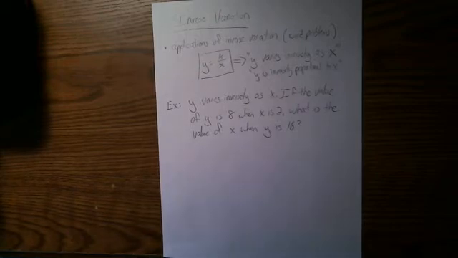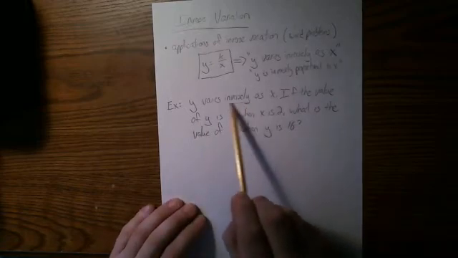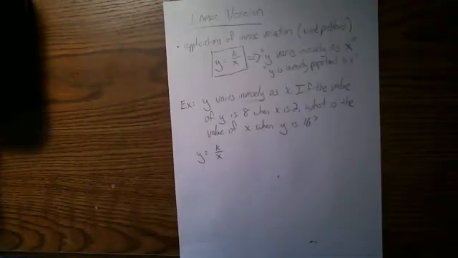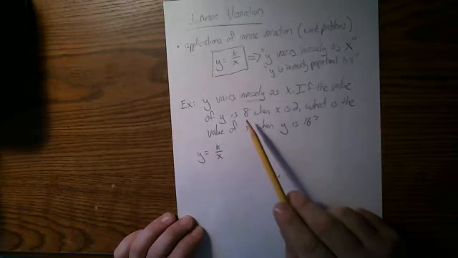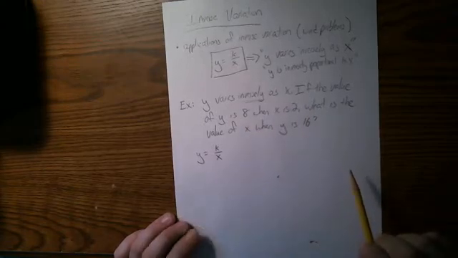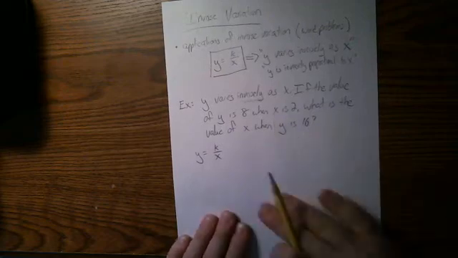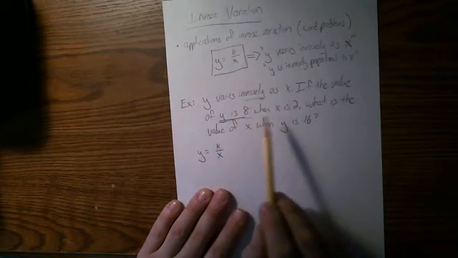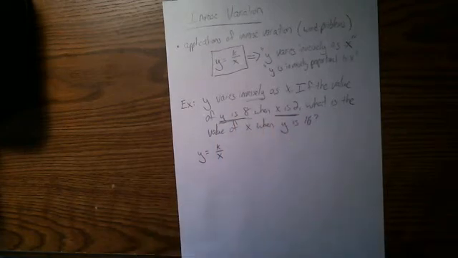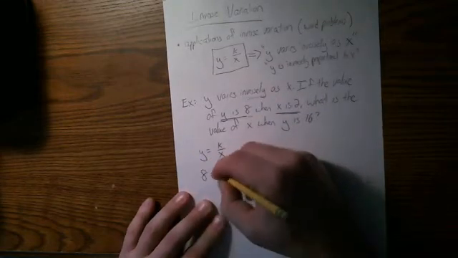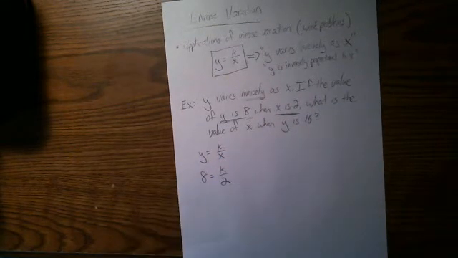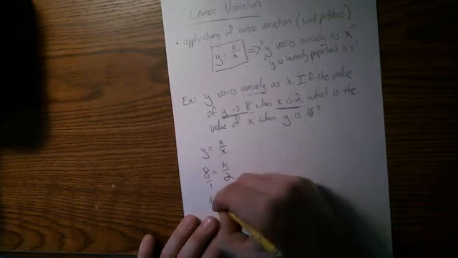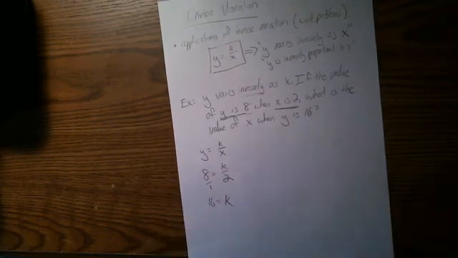So here's an example. Y varies inversely as x. So there's my cue to write the inverse variation formula. If the value of y is 8 when x equals 2, then what's the value of x when y equals 16? We're going to handle this just like we did with direct variation. We take the first scenario, y is 8 and x is 2, and then solve for k. This is 8 over 1, so let's cross multiply. 8 times 2 is 16, k times 1 is k. So now we have a value of k of 16.